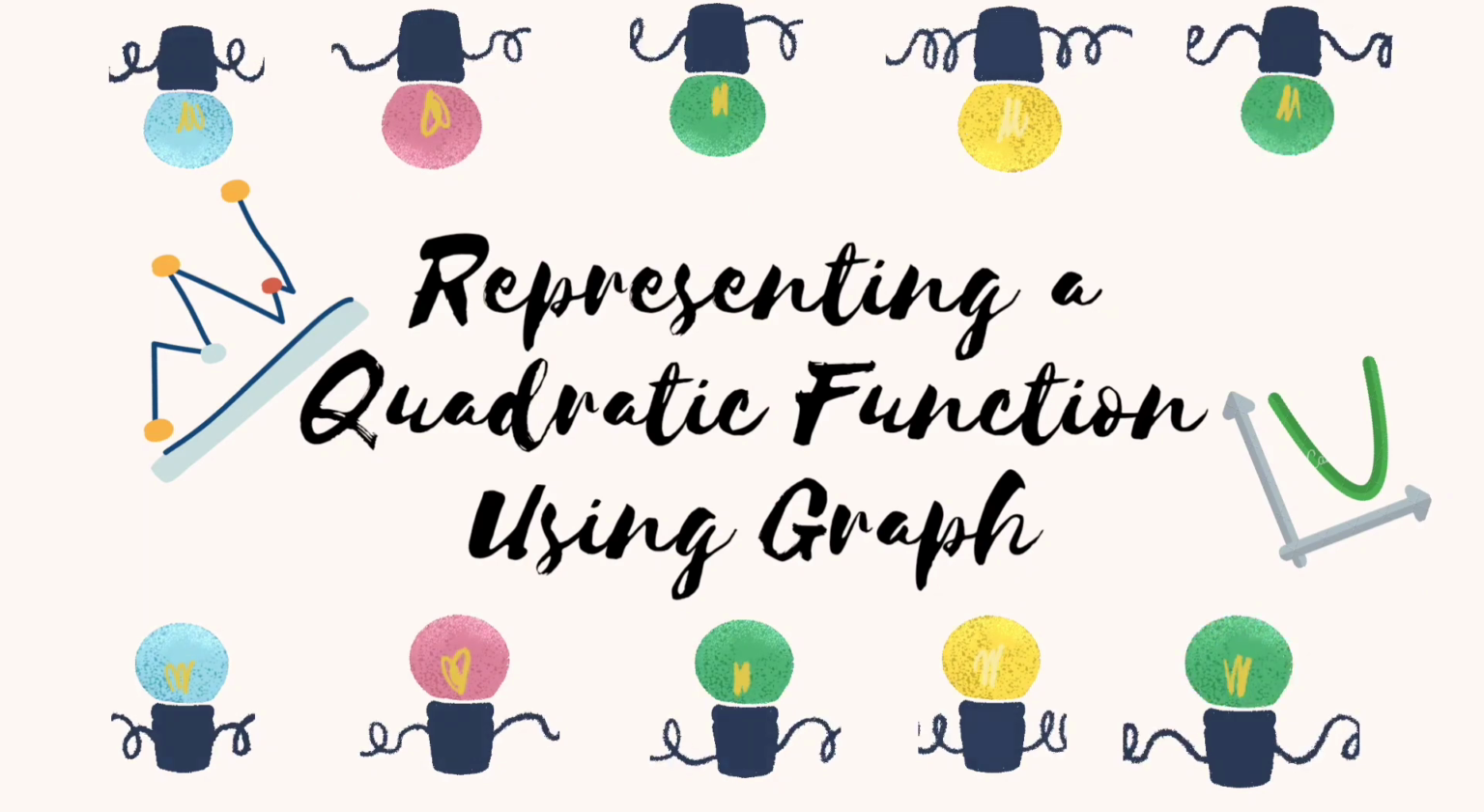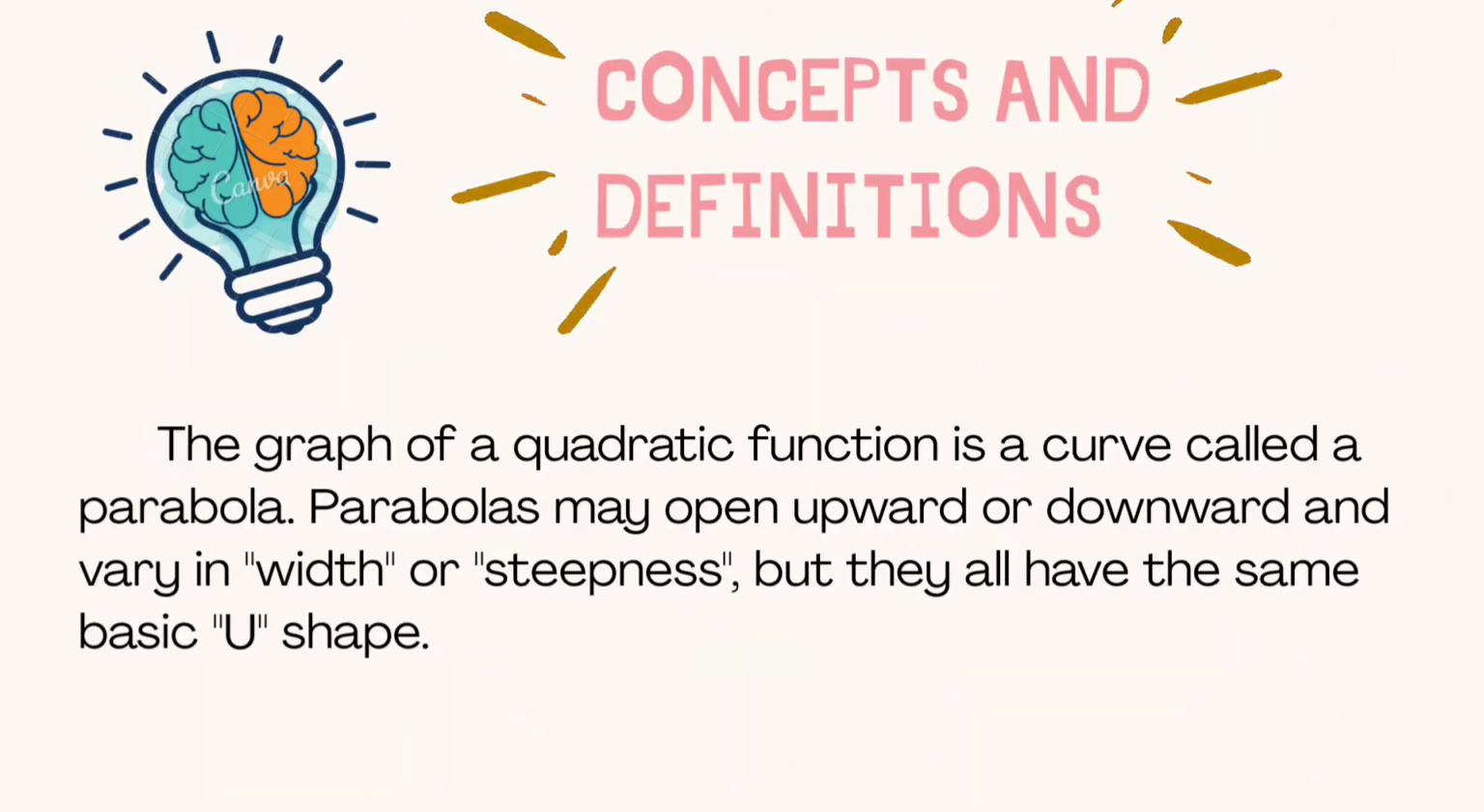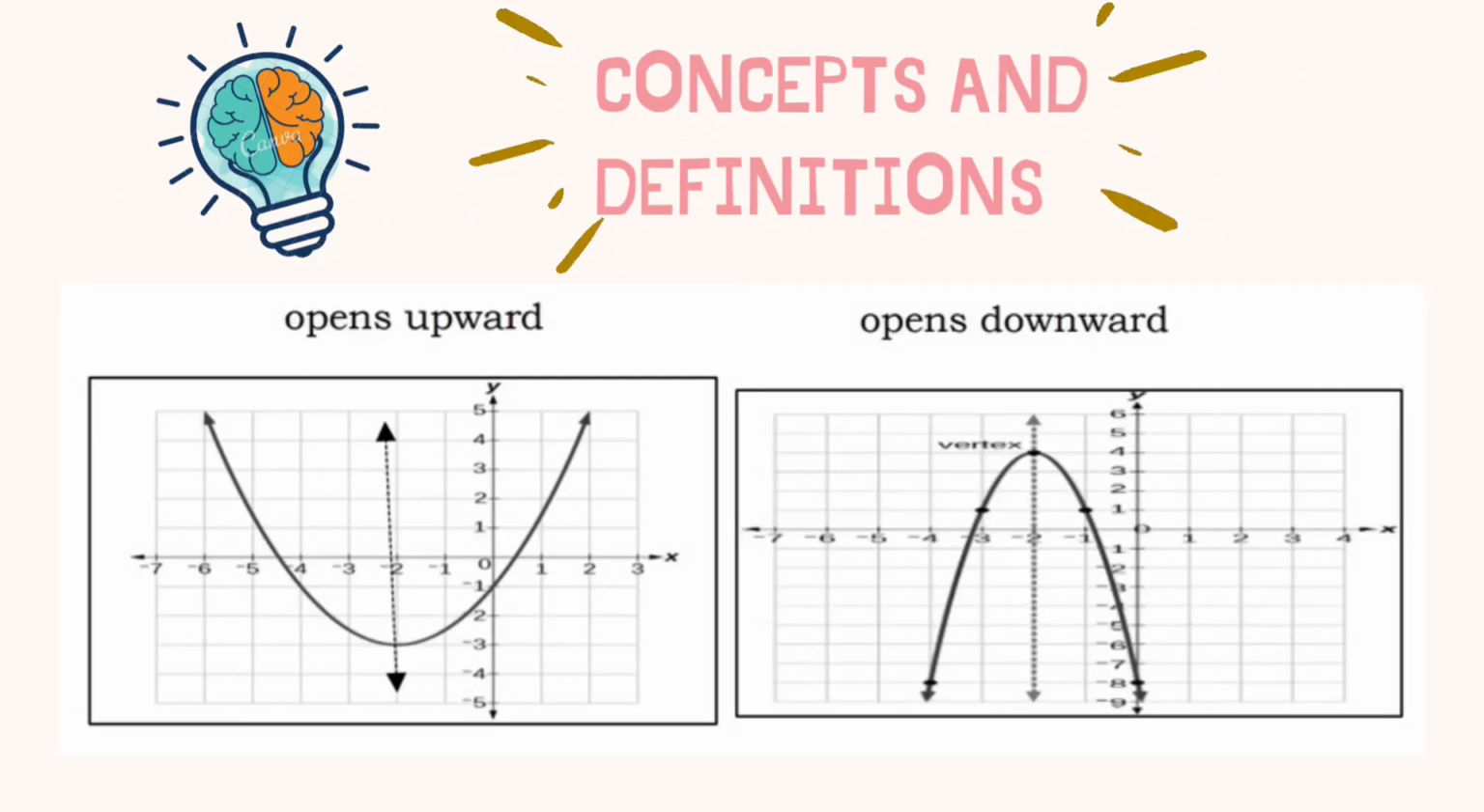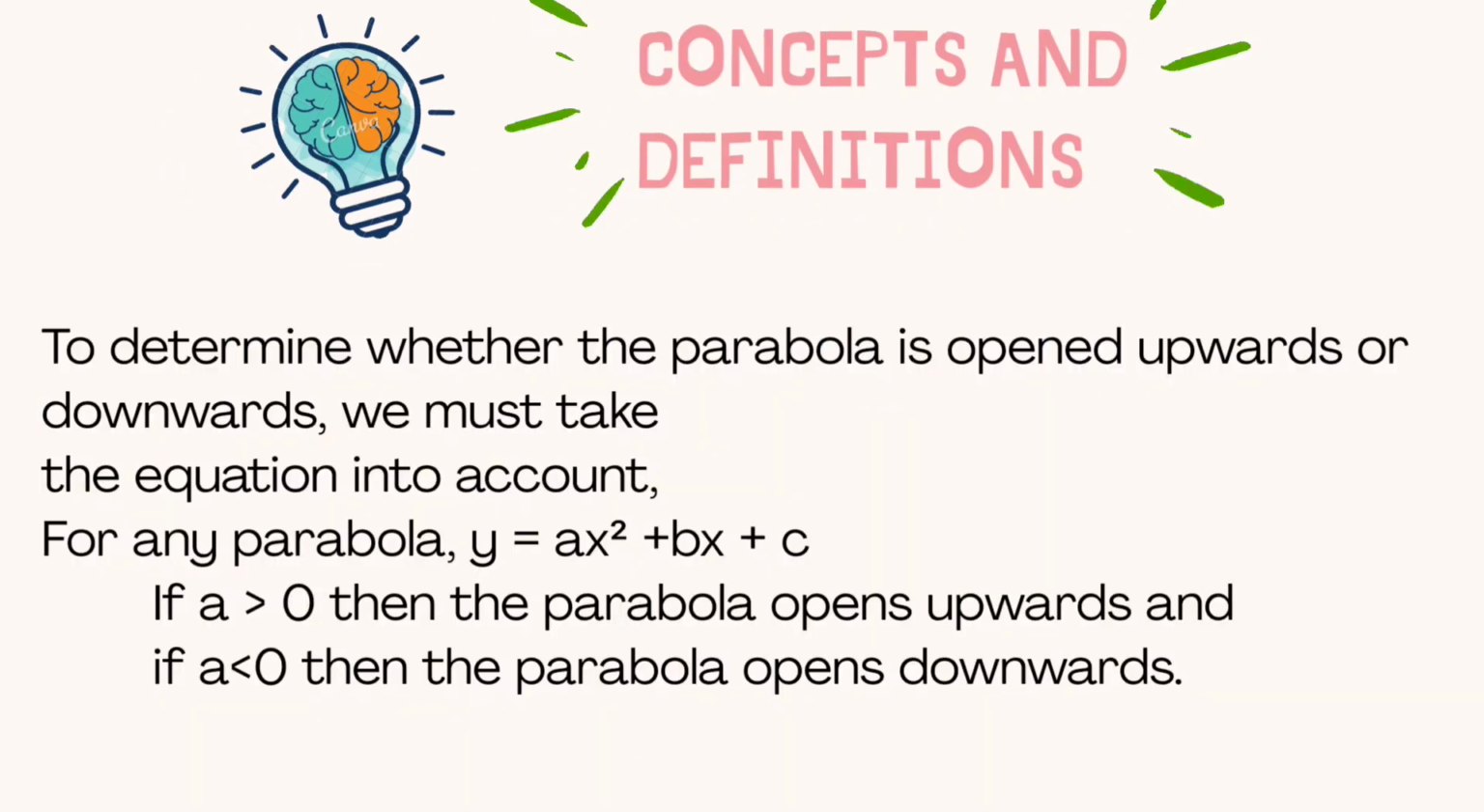How about representing a quadratic function using a graph? The graph of a quadratic function is a curve called a parabola. Parabolas may open upward or downward and vary in width or steepness, but they all have the same basic U shape. To determine whether the parabola opens upwards or downwards, we must take the equation into account.